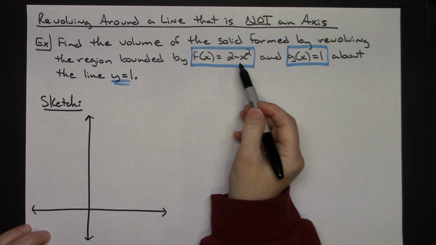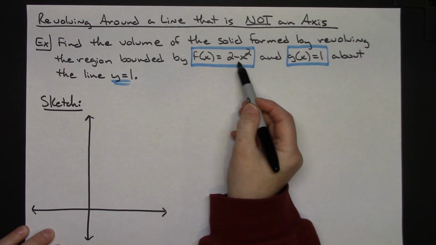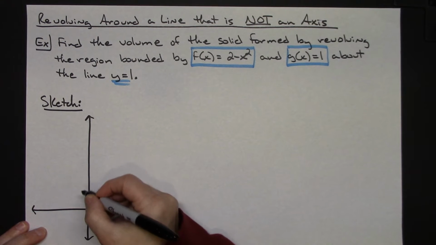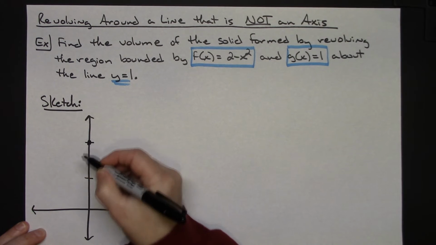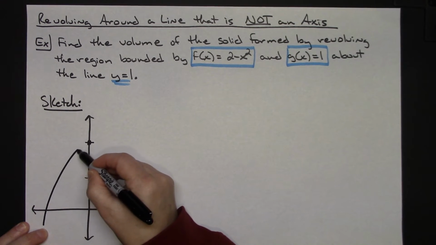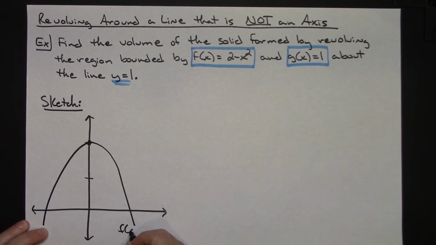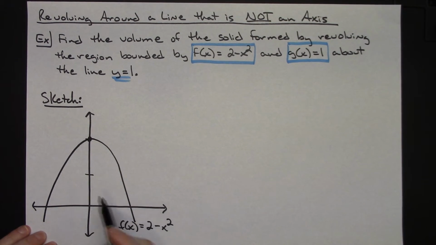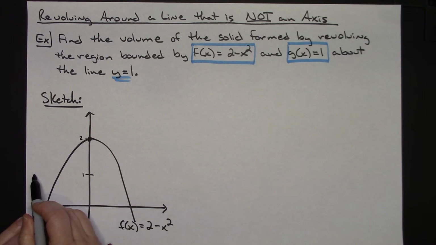So I'm going to put this one on first. I know that it's shifted up 2, and it's going to be an upside down parabola. So I'm going to make that pretty high so I've got room to work here. Let's say this is 1. Let's say that's 2. Okay, so there is my f of x equals 2 minus x squared. Now my g of x equals 1. We said this was 1 because we said that was 2. This is 1. So my line, y equals 1.